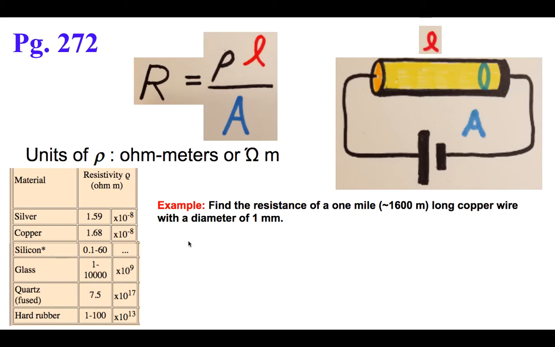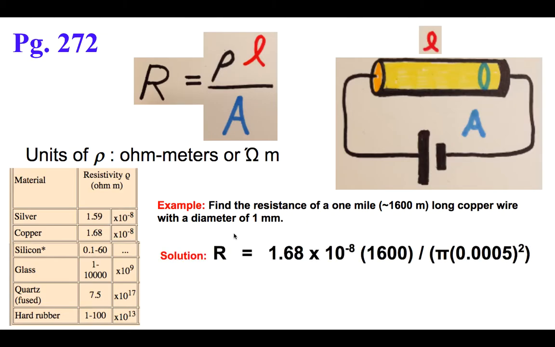Just to look at a quick example, this says find the resistance of a 1 mile long copper wire with a diameter of 1 millimeter. All you would do is use the relationship up above. It's copper, so you'd look up the resistivity of copper, 1.68 times 10 to the minus 8. Then we have the length and the area. So the resistance is the resistivity, rho, times the length, 1,600 meters, and then I divided by pi r squared for the area. It turns out a skinny wire like that that's a mile long would have a 34.2 ohm resistance.